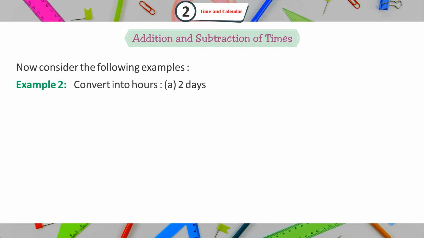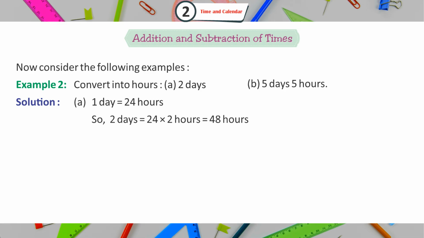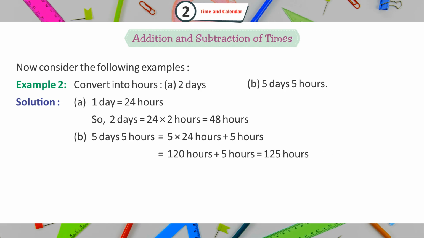Example 2. Convert into hours. A. 2 days. B. 5 days 5 hours. Solution: A. 1 day is equal to 24 hours. So 2 days is equal to 24 into 2 hours, which is 48 hours. B. 5 days 5 hours is equal to 5 into 24 hours plus 5 hours, which is 120 hours plus 5 hours, which is 125 hours.